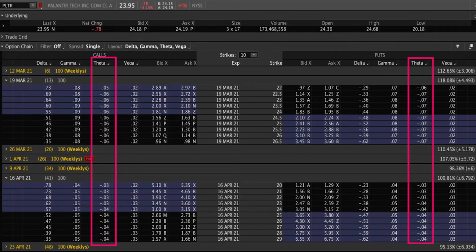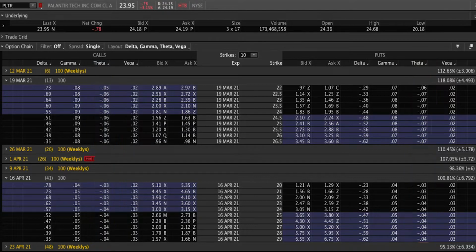Theta is bipolar. It can be a friend or a foe. For the option buyers, theta is the foe. It decreases the premium of your contract each day with a certain amount. The closer you get to the expiration, the higher theta will be. If you look at Palantir's option chain for the $24 call contract, in April we have a minus 0.04 theta, while in March, which is closer, theta is minus 0.06. That means for the March contract, each passing day, the premium will decrease $6.